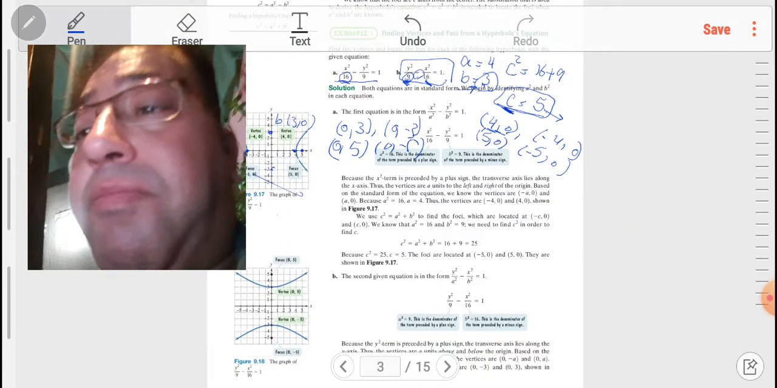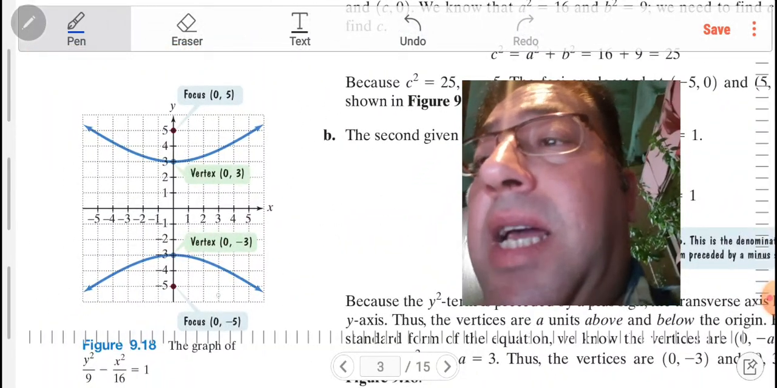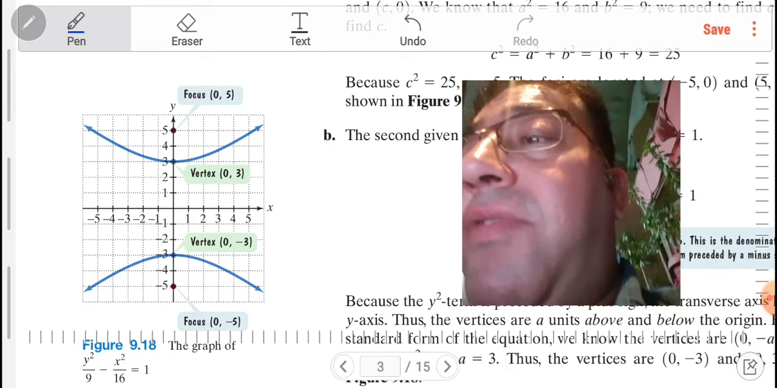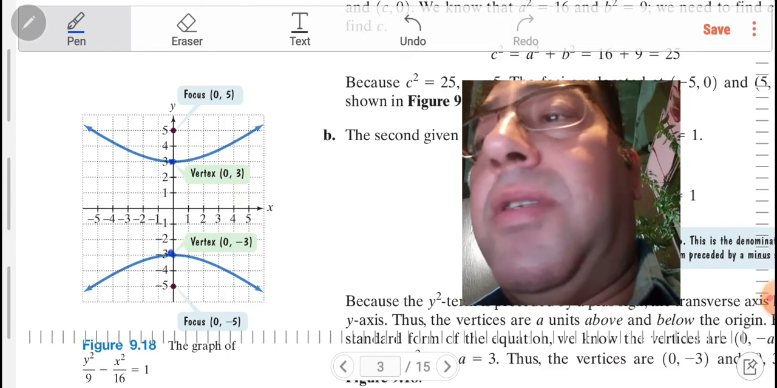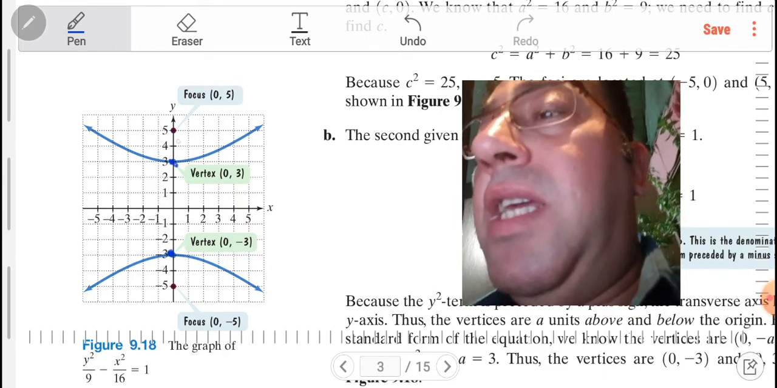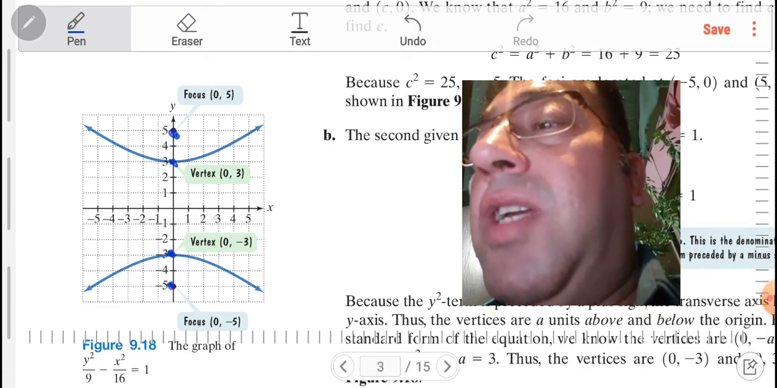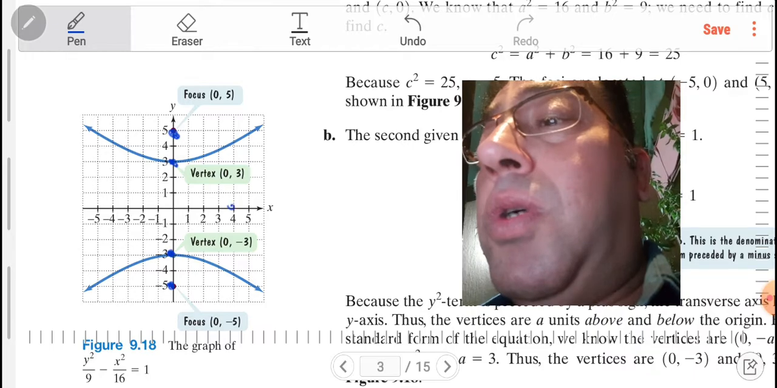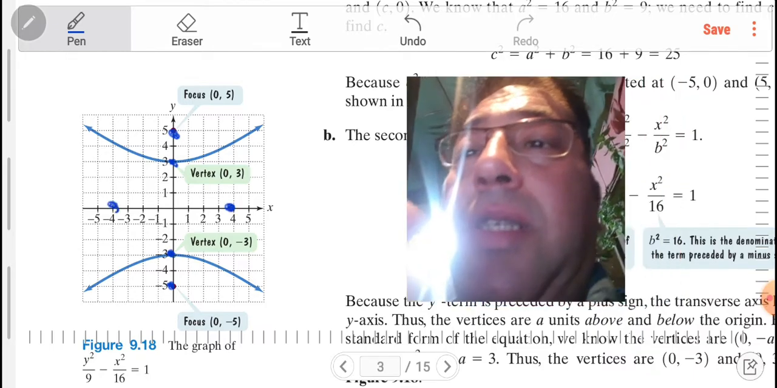Again, here is the style of the second hyperbola graph. Two vertices: 0, 3 and 0, negative 3. Two foci: 0, 5 and 0, negative 5. Two co-vertices: one here is 4, 0 and one there is negative 4, 0.